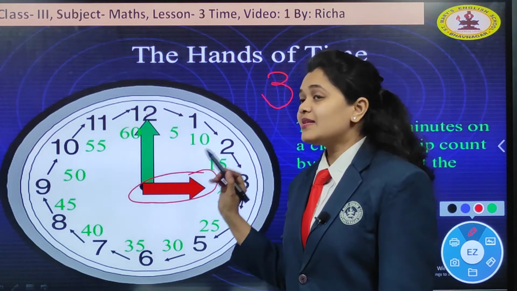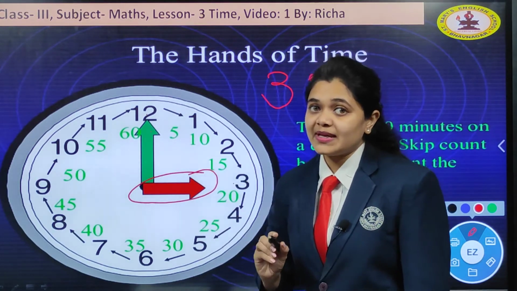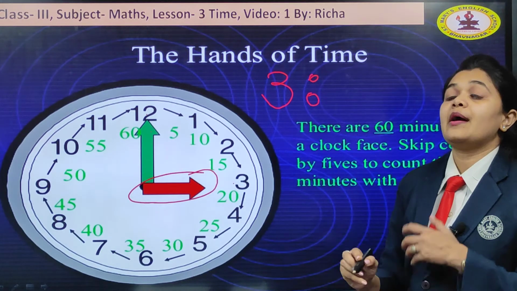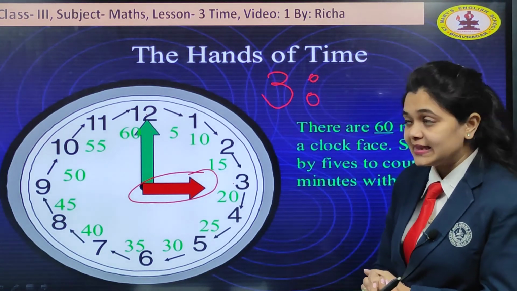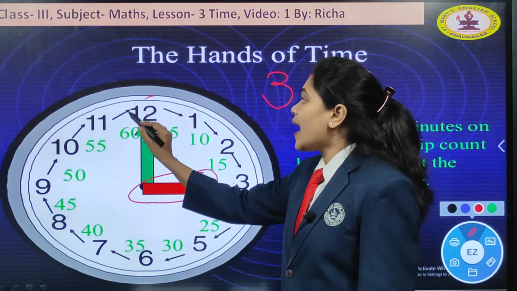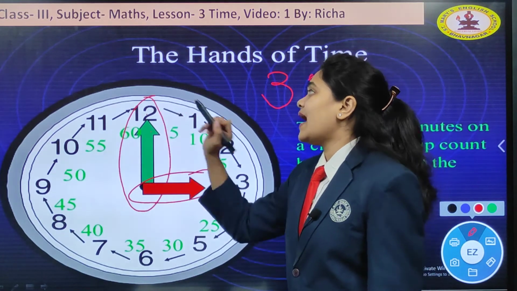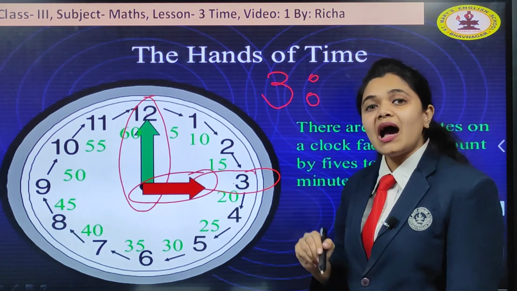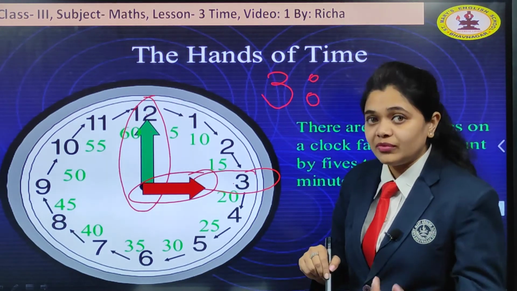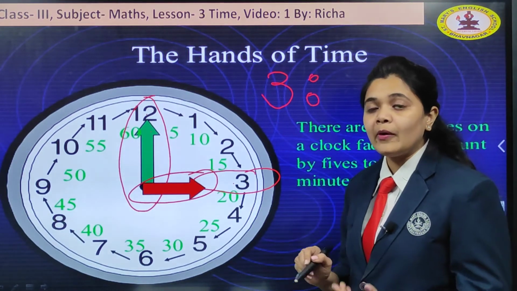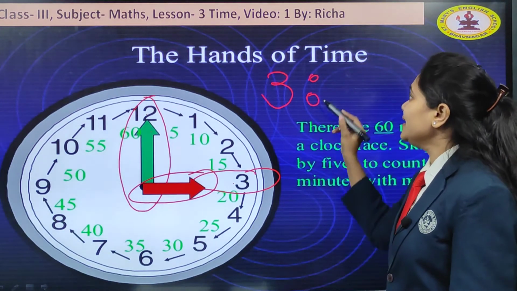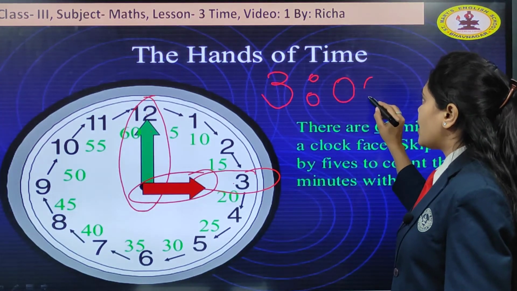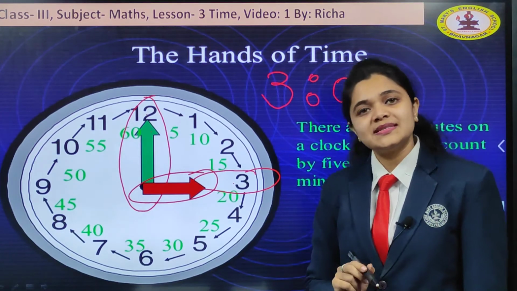So what is our time? Our time is 3:60. But we will not mention it like this. Whenever you have the minute hand at the 12, it represents that particular hour only. So we will write 3 o'clock, or you can write 3 double dot 0 0.